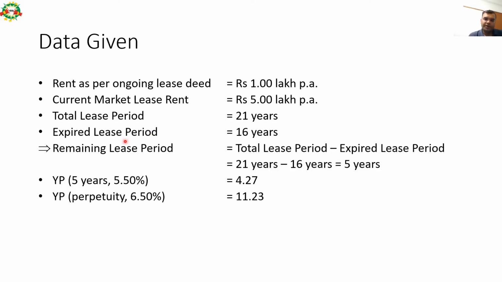Total lease period is 21 years. Expired lease period is 16 years. That means remaining lease period is total lease period minus expired lease period, which is 21 years minus 16 years, equal to 5 years. The property is going to generate income of 1 lakh rupees per annum for the next 5 years. And after that, the property will generate 5 lakh rupees per annum after expiry of the remaining lease period of the current lease. Year purchase 5 years at 5.5% capitalization rate is 4.27, and year purchase in perpetuity at a capitalization rate of 6.5% is 11.23, as given in the question.